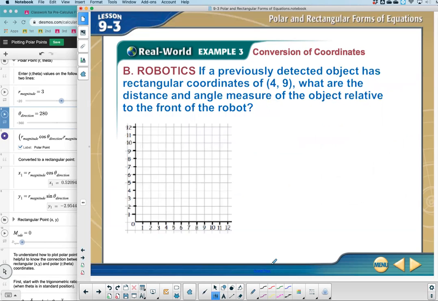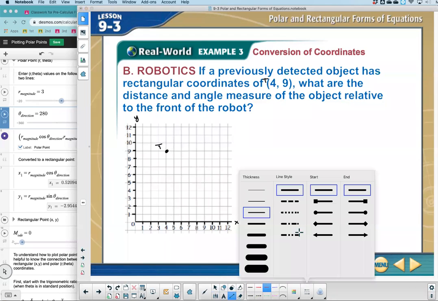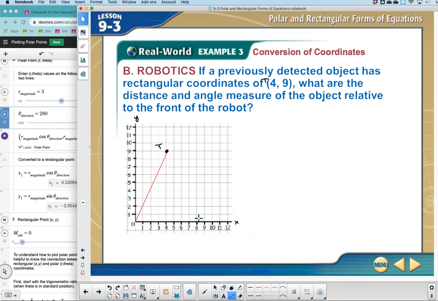And let's take a look at part B now. It says if a previously detected object has rectangular coordinates of 4, 9, let's say 4 to the right on the x-axis, 9 up right here. If that's our point, I'll call this point T. What are the distance and angle measures of the object to the front of the robot? So basically what we're looking for this time is the radius and the theta. We're looking for r and theta here.